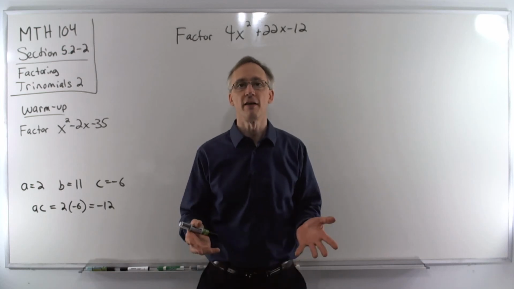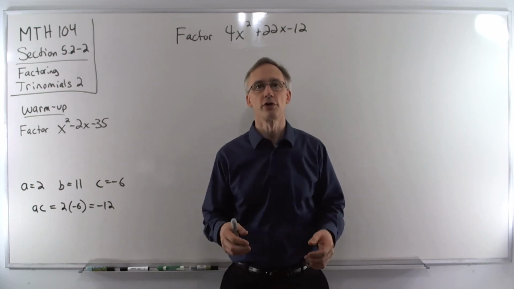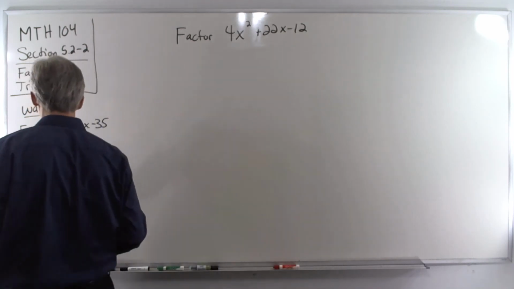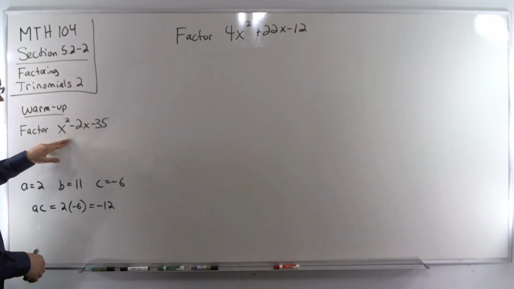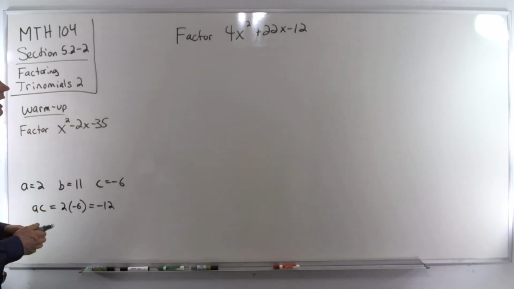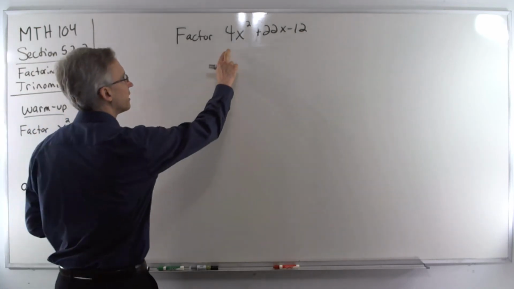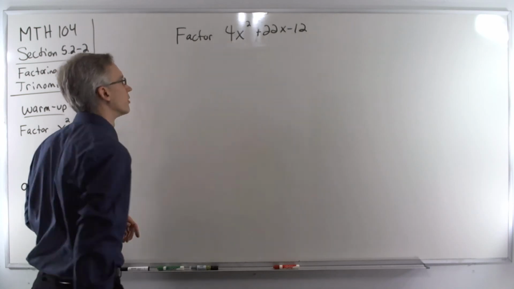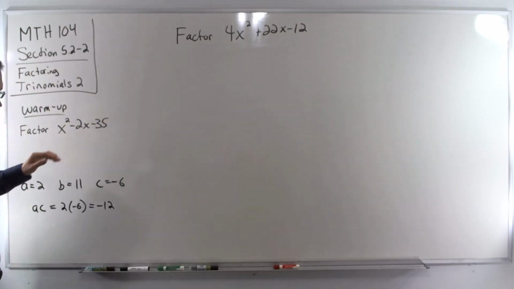We're working on section 5.2. We're going to be factoring some more trinomials. Last time, we worked on trinomials like this that had a 1 coefficient on the x squared term. And this time, we're going to be looking at these types of trinomials that don't have a 1 there. So for the warm-up, please factor that.